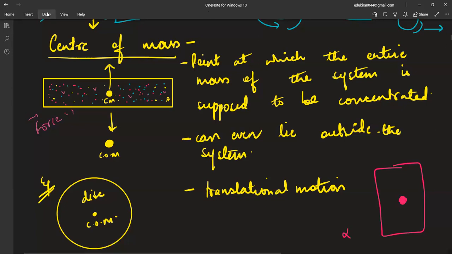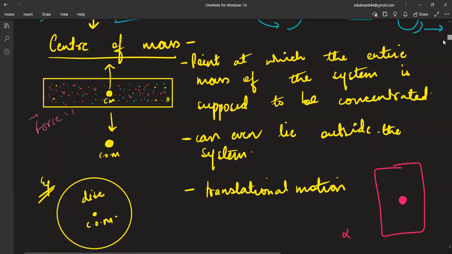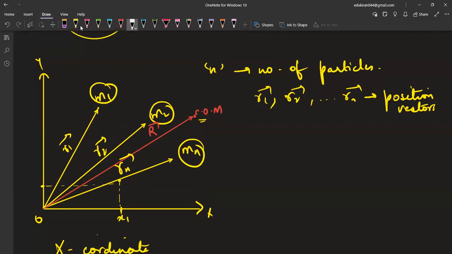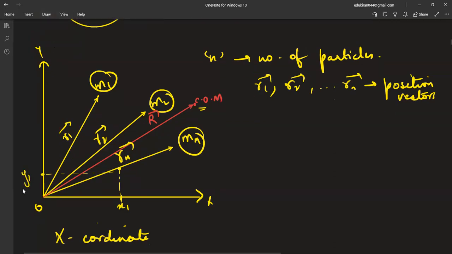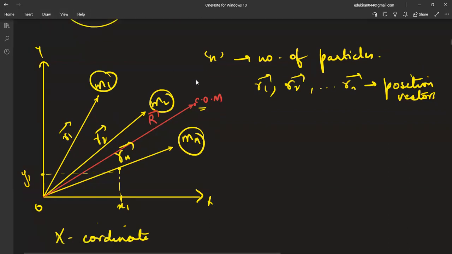Now coming to the formula part. See, suppose this M1 is the mass over here, then R1 is the separation from the origin. M2 is the mass, R2 is the separation, Mn is the mass, n number of particles are present, Rn is its separation. When I'm talking about this, it becomes the x-axis, so x coordinates are present. When I'm talking from here, this becomes the y point. And at the end, I have taken a resultant center of mass, which I'll be calculating. I'll be telling you the formula.